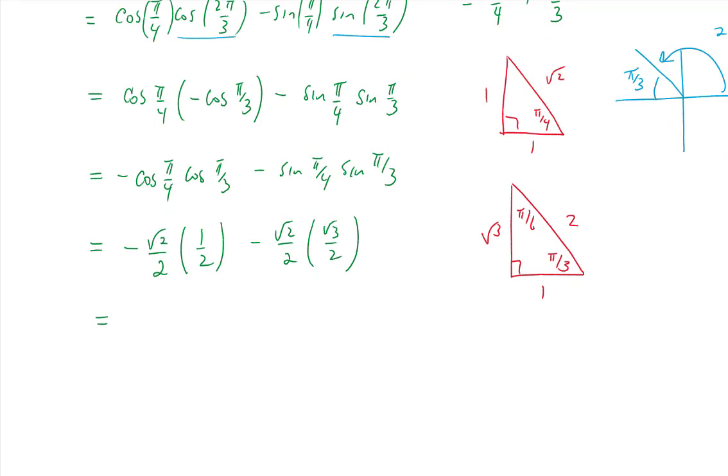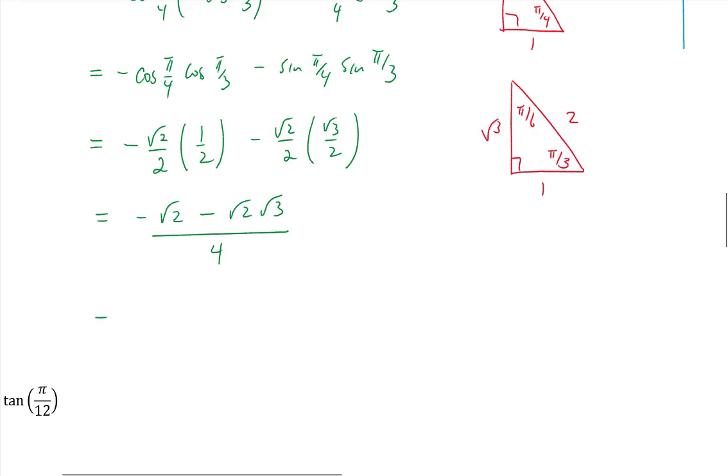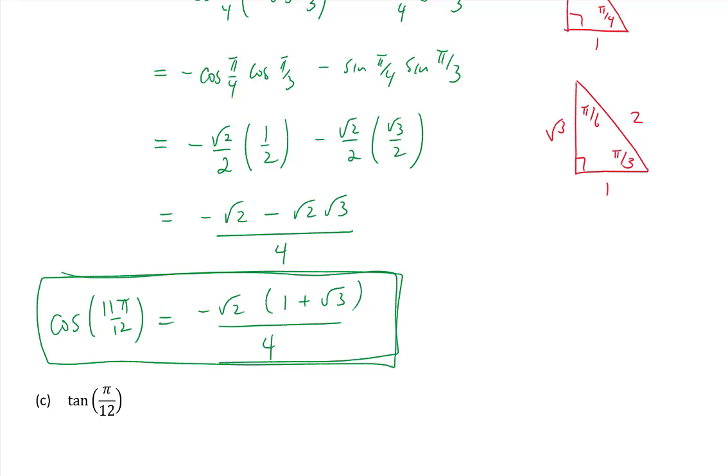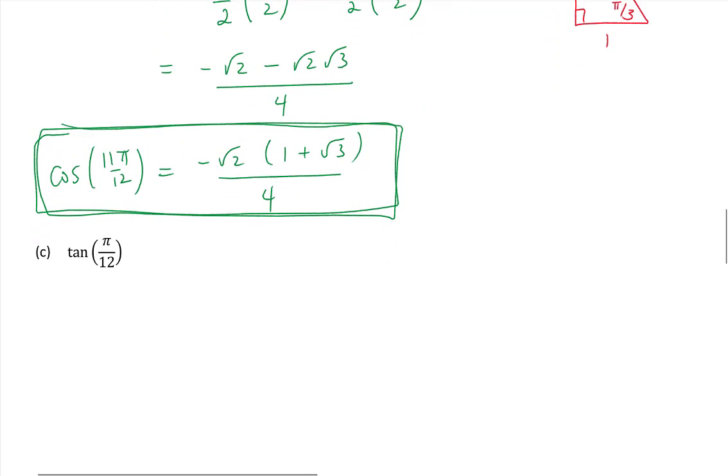Let's try to simplify this. So I get negative root 2 minus root 2 times root 3 all over 4. And if we common factor, if we take out a negative root 2, I'm left with 1 plus the square root of 3 all over 4. And that is what cosine of 11 pi over 12 is equal to without using a calculator.